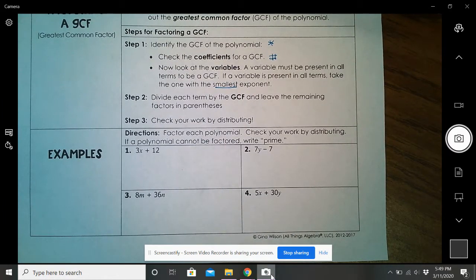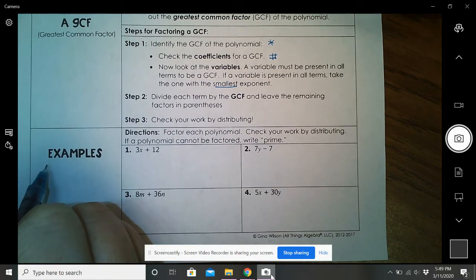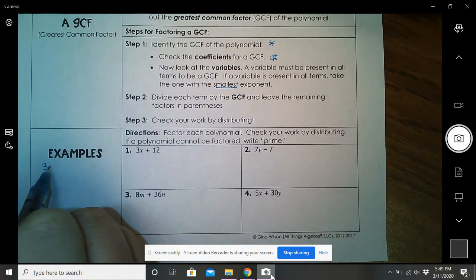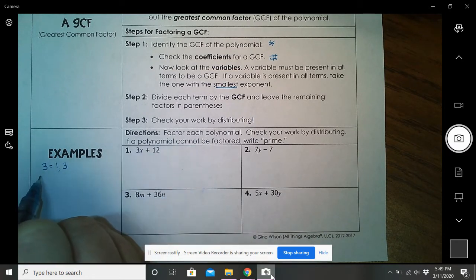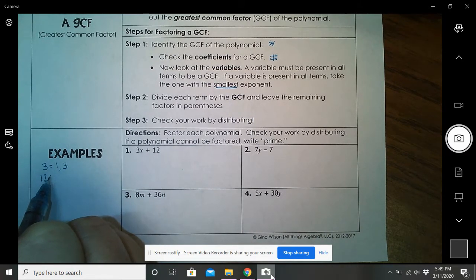The first thing we need to identify is, what is the GCF? What is the greatest number that can be factored into both of these? So I'm going to step off to the side here. 3 is a prime number. The only thing that we can divide into 3 is 1 and 3. 12 is not prime. There are lots of things that can divide into 12.